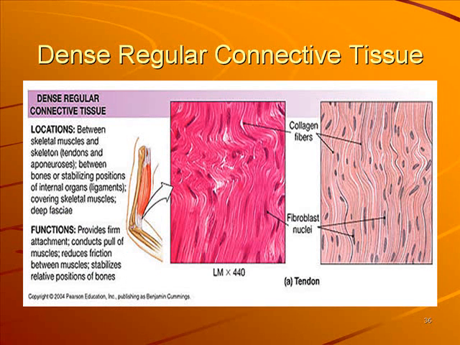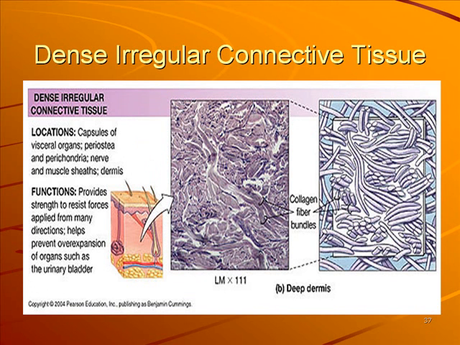This is dense regular connective tissue. I usually don't give this on an exam because it looks like smooth muscle, but dense regular connective tissue is located between skeletal muscles. So we see it used as tendons, aponeurosis, which makes it a fair game question because if I use the example of tendons, you know this is dense regular connective tissue. Function: provides firm attachment, conducts pull of muscles, reduces friction between muscles, stabilizes relative positions of muscle to bone.